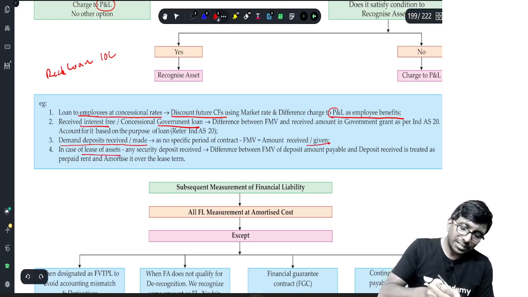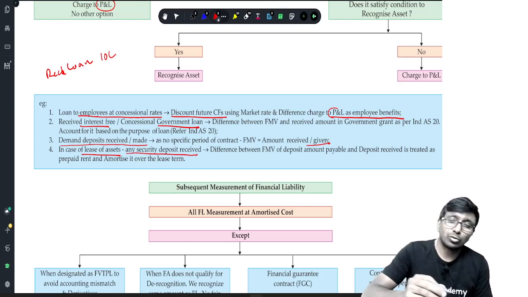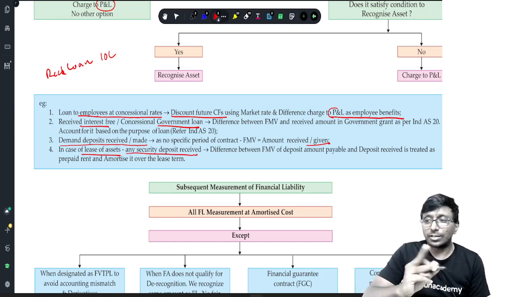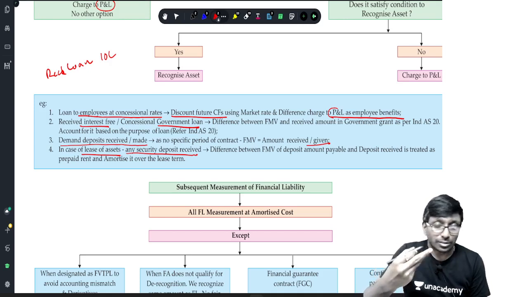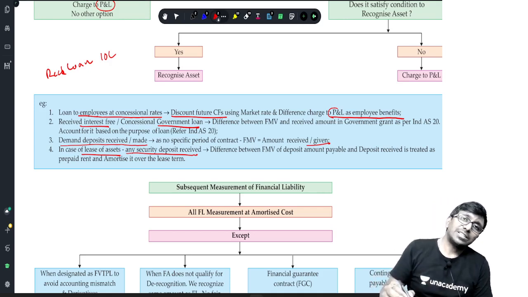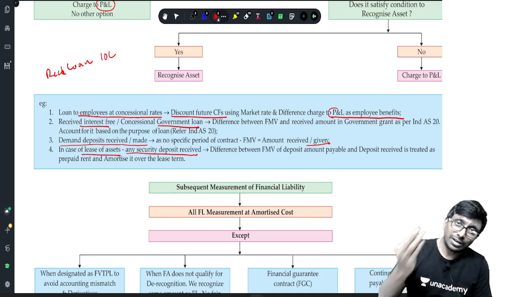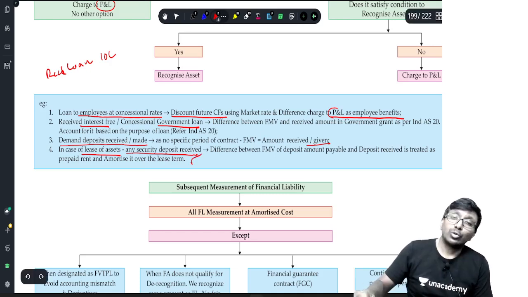In case of lease assets, if you have given any security deposit or received any security deposit, then the difference amount, meaning the difference between present value and actual cash inflows or outflows, will be treated as prepaid rent or rent received in advance, depending upon the party. Are you a lessor or a lessee? Accordingly we'll be doing it.